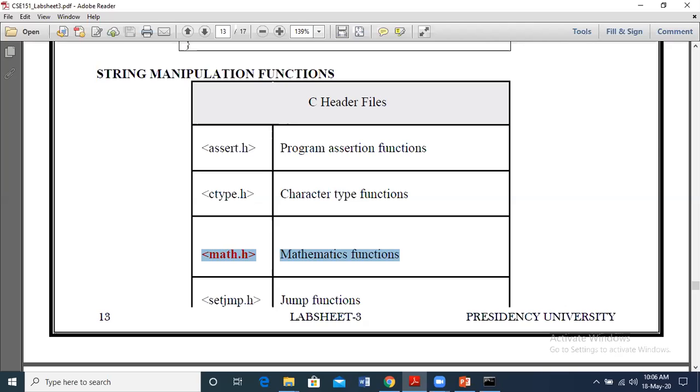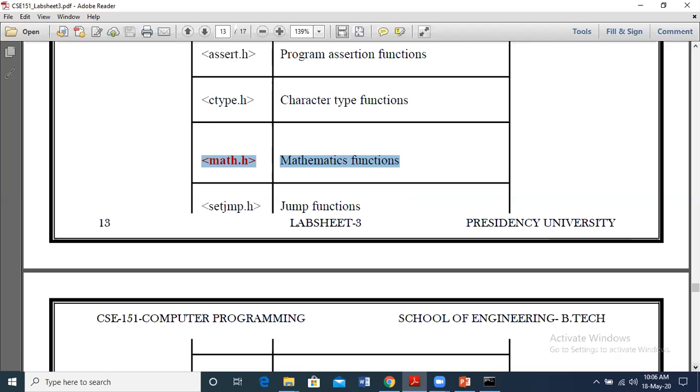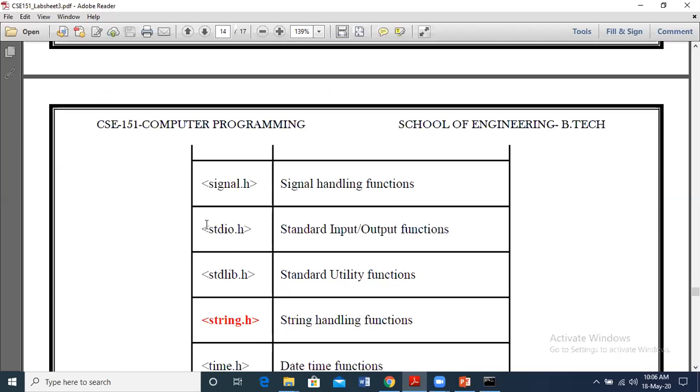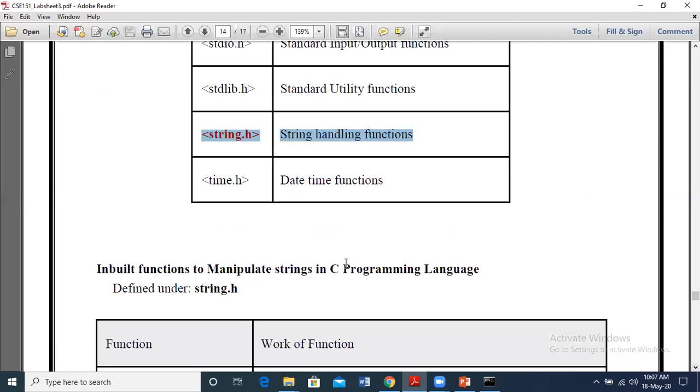Then we have some other header files, setjmp.h, signal.h, stdio.h, which we have used, and standard library functions in stdlib.h. Now we will see string.h, which defines many string handling functions, also called string manipulation functions. If we need to display date, time, etc., we can use time.h also. There are programs where we can display the time or current date, and in that case we can use time.h. In this module, we will be seeing string.h and math.h.